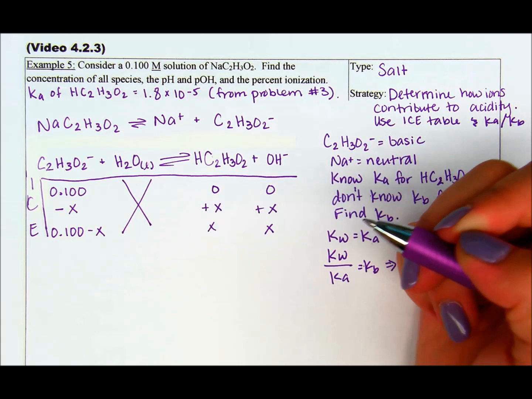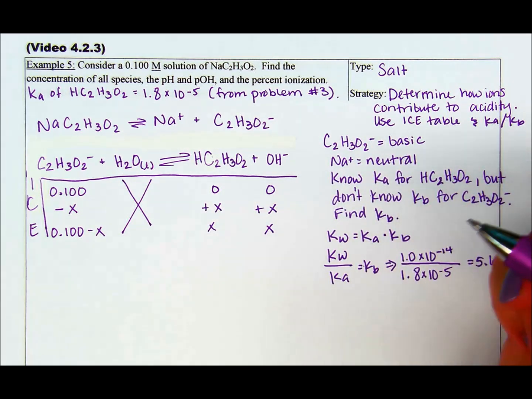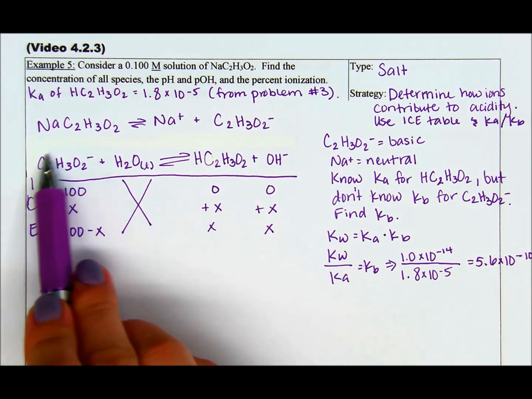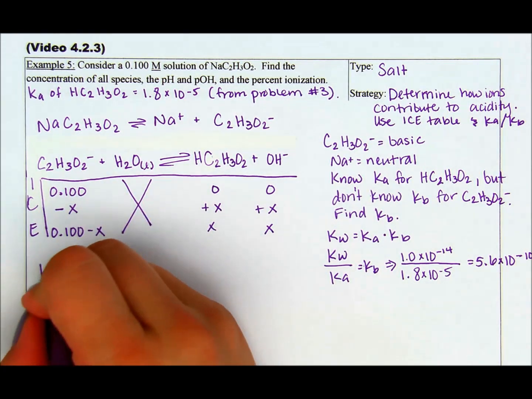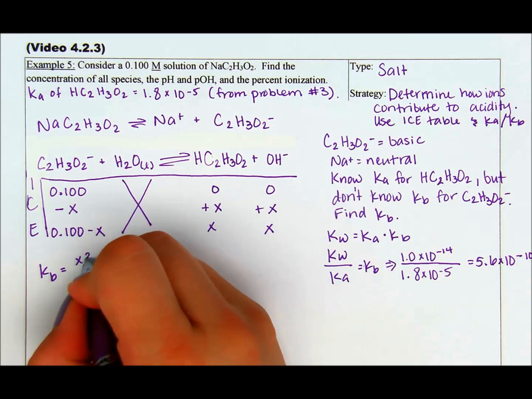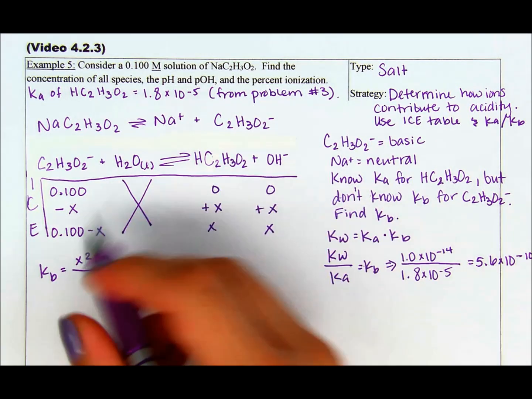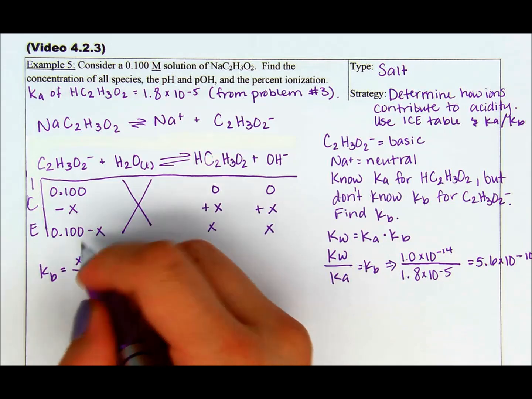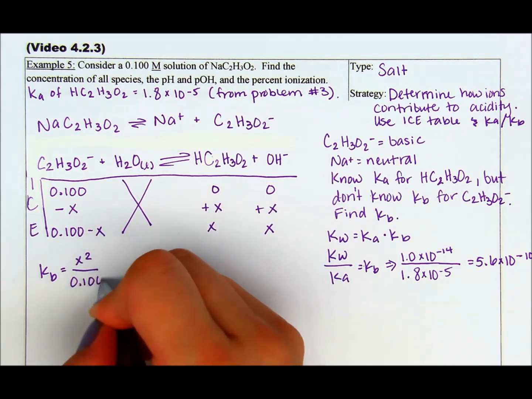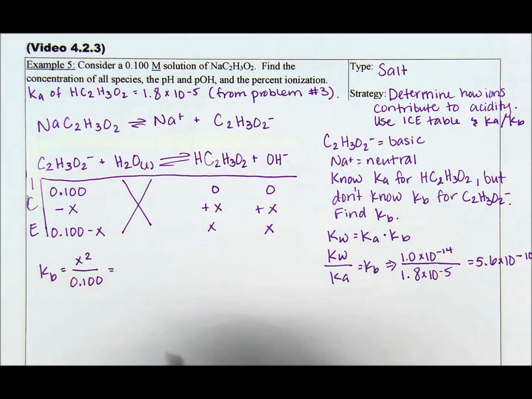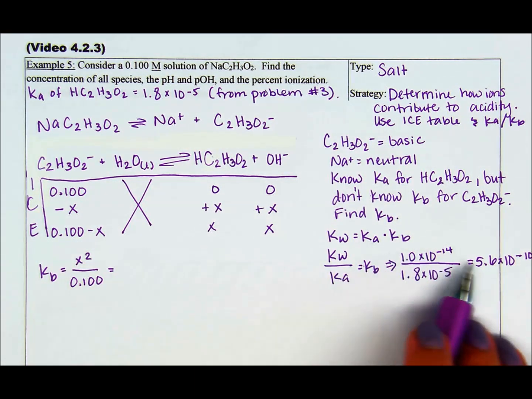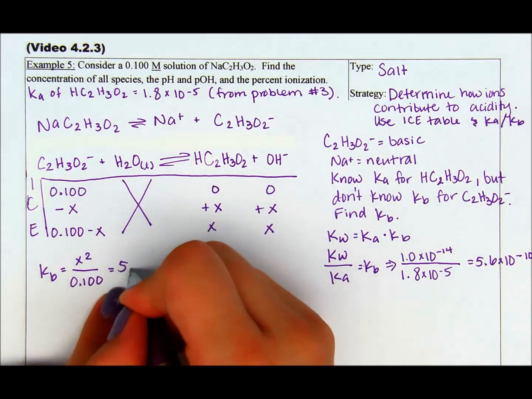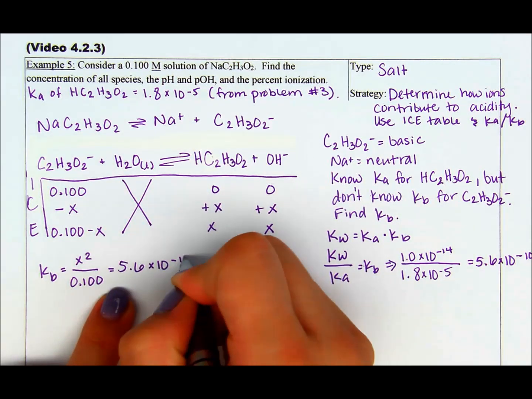Okay, so now we have our ice table. And now, just like before, we can move on like we have been. So we can write our Kb expression. Remember, we're writing Kb because we're starting with a base here. So Kb equals X squared, so X times X, over our 0.1 minus X. But again, I'm going to ignore that X. So there's our Kb. And we calculated what our Kb was over here, 5.6 times 10 to the negative 10. So that's equal to 5.6 times 10 to the negative 10.